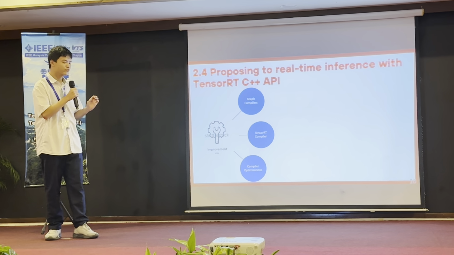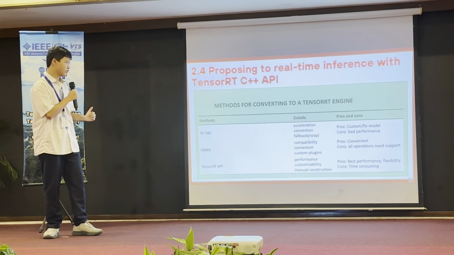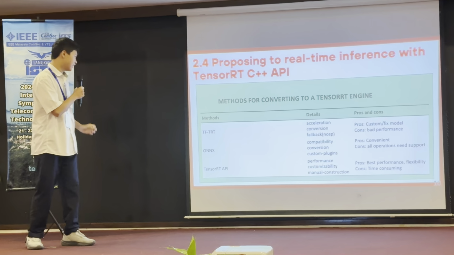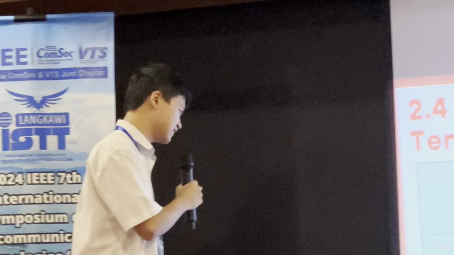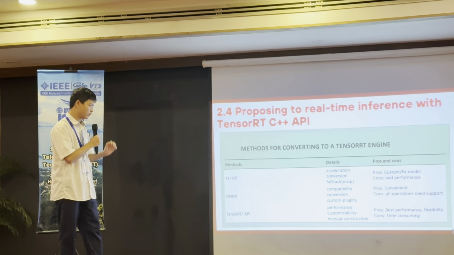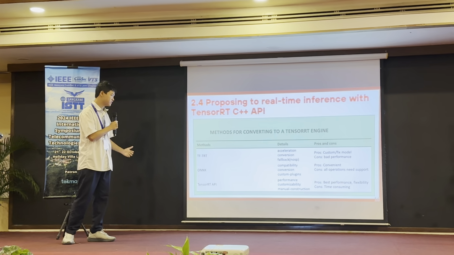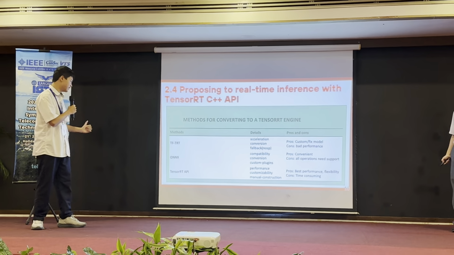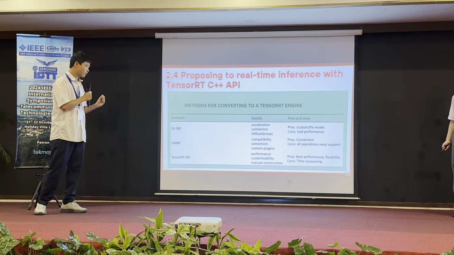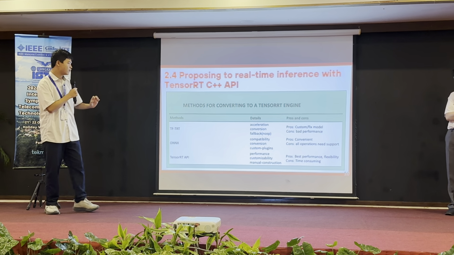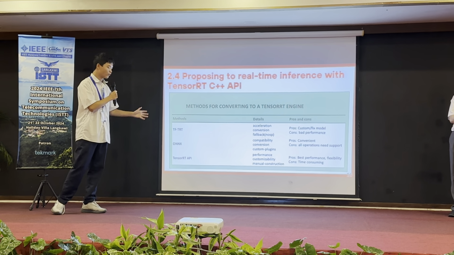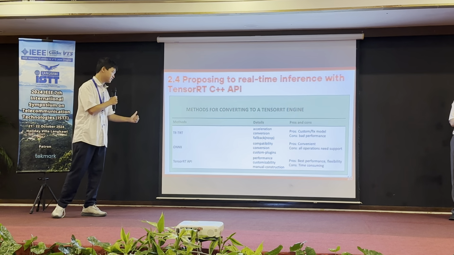So how do we convert it into a TensorRT engine? There are three methods here. First of all, TF-TRT focuses on optimization, conversion, and fallback on non-supported devices. ONNX export focuses on compatibility, conversion, and custom plugins. And finally, the TensorRT API focuses on performance, customizability, and manual construction.